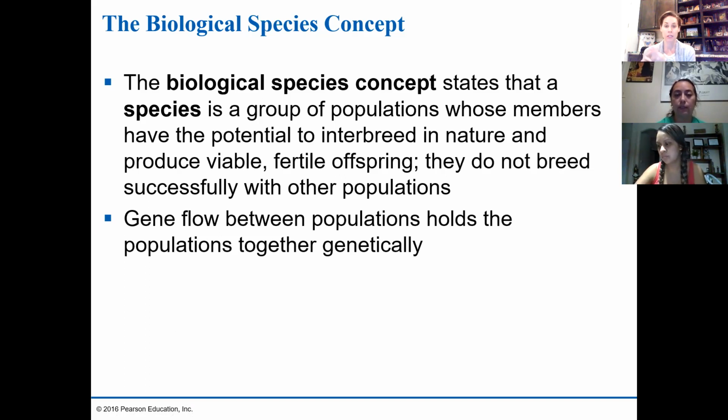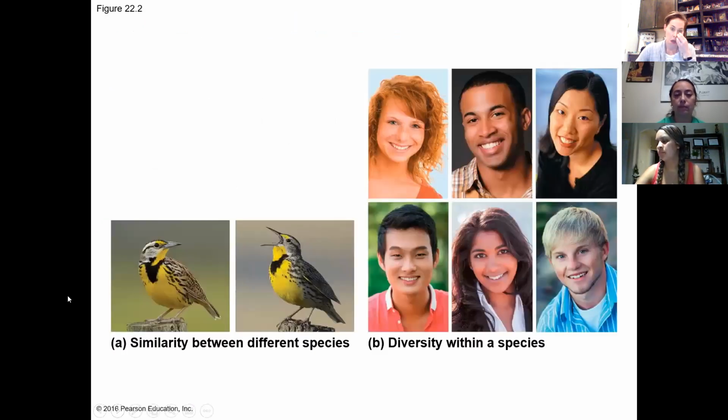An example is a horse and a donkey producing a mule. While it produced offspring, the offspring is not fertile. Donkeys and horses are different species because when they mate, their offspring cannot reproduce themselves. And between different species, you can have very close similarities. Those two birds are different species. And looking at humans, we're all incredibly diverse, but we are the same species. We can interbreed with one another.